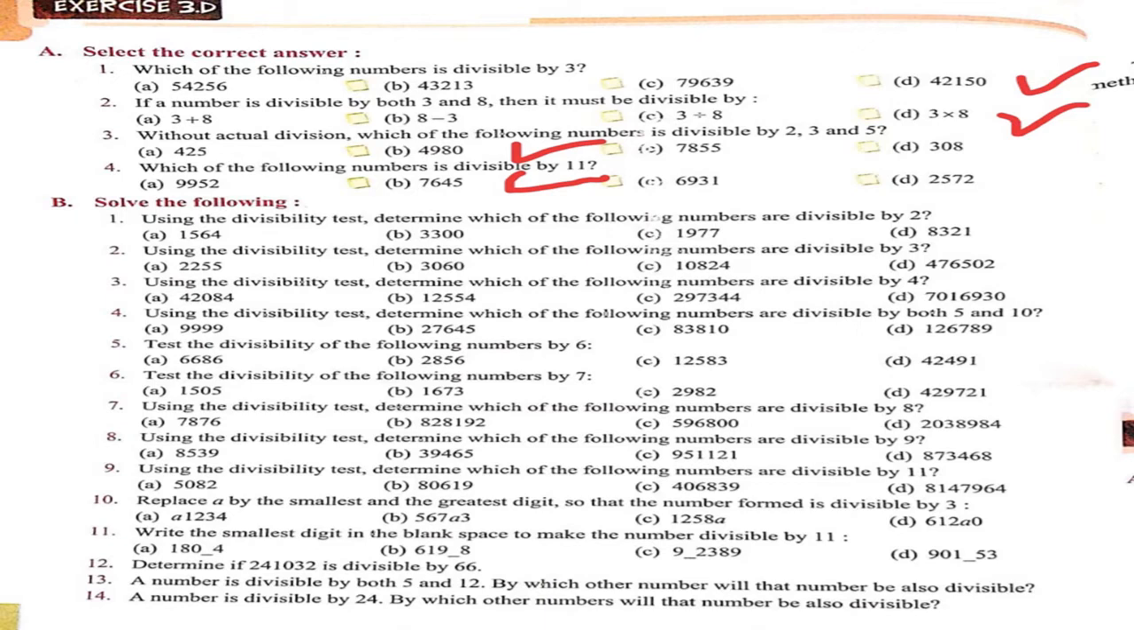Now second question, if a number is divisible by both 3 and 8, then it must be divisible by... So D option is correct, 3 × 8. Okay, now third question, without actual division, which of the following numbers is divisible by 2, 3 and 5? So B option is correct, 4980. Now fourth question, which of the following numbers is divisible by 11?